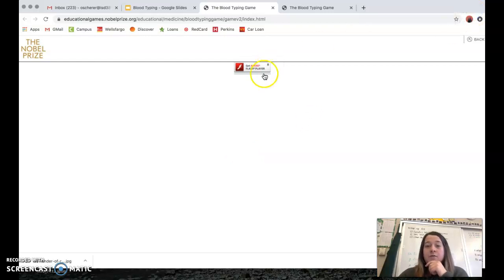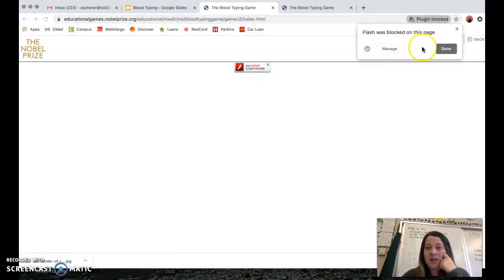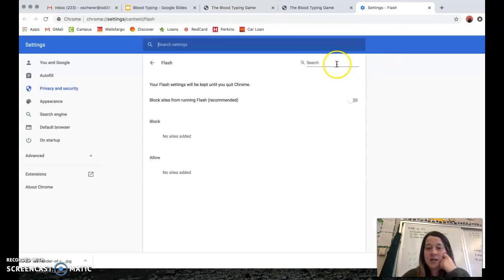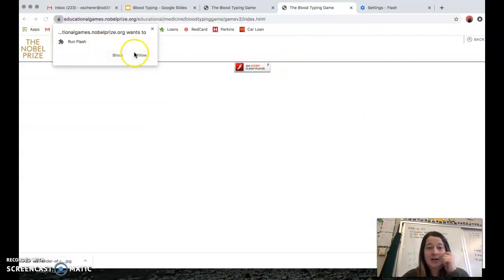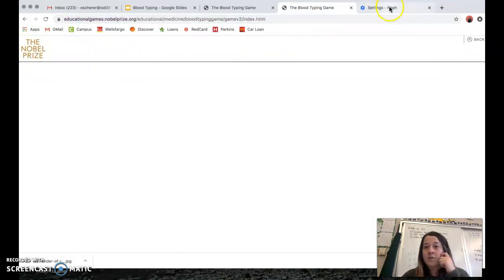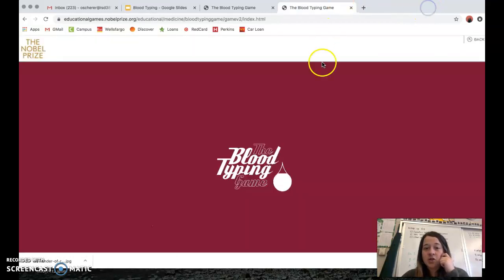If you get this little thing right here, get Adobe Flash Player, it just means that you do not have Adobe Flash allowing your game to play. You can click on that, and it's just a plugin that's being blocked. So I'm going to manage this. Block sites running Flash. I want it to ask first, so I'm going to flip this switch. I want it to allow this. I'll go back to here, click on this, and then hit allow. Okay, if you're using a school Chromebook, this should work.